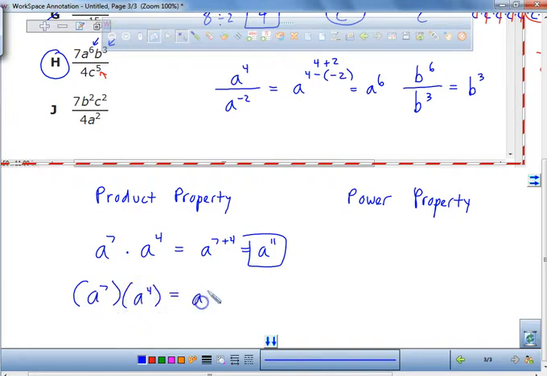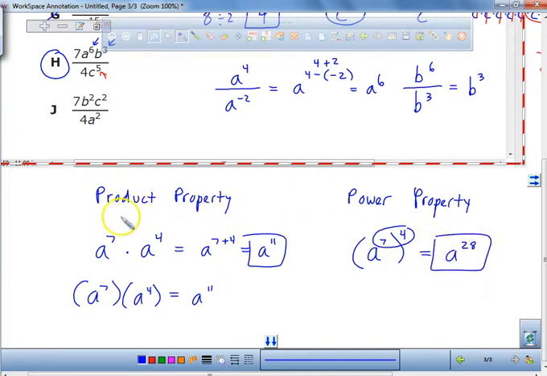And you still get a to the 11. The power property is different. I want you guys to see the difference between this. When I say a to the 7th to the power of 4, that's different than this right here. This is called a power to a power. A power to a power, you don't add, you are allowed to multiply. This becomes a to the power of 28.